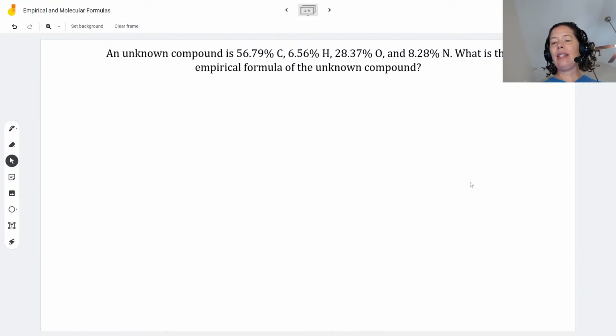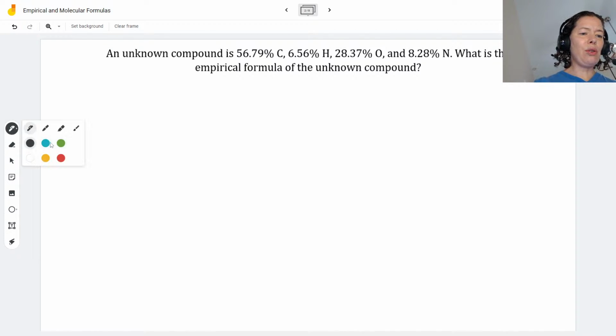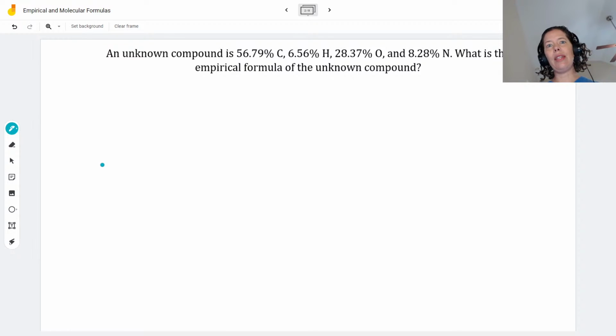Again, this is a percent composition problem. Maybe before we jump into this problem, let me just do a very quick refresher on the difference between an empirical and a molecular formula. An empirical formula is the lowest ratio of the atoms in the compound. I think a great example of this is actually benzene. We know that benzene has 6 carbons and 6 hydrogens. So this is its molecular formula.